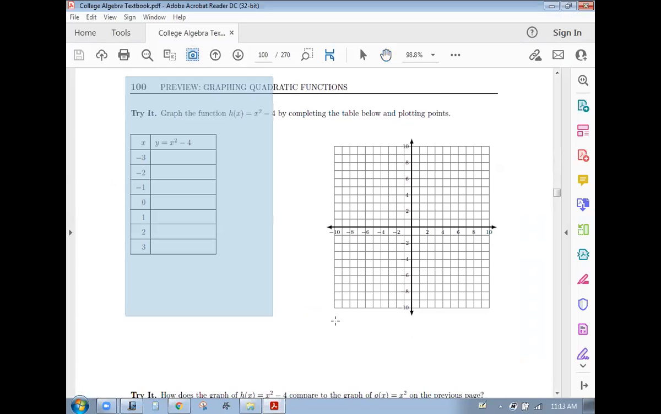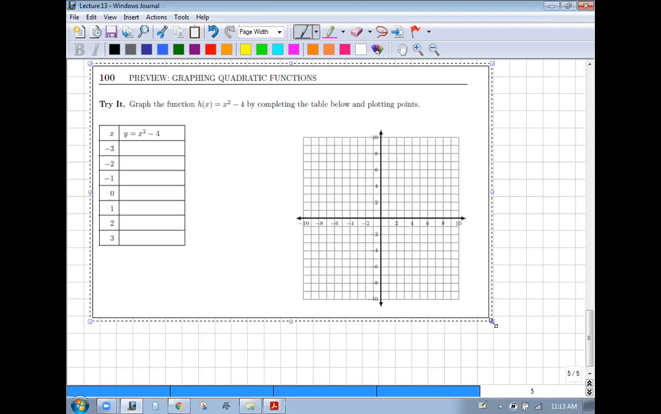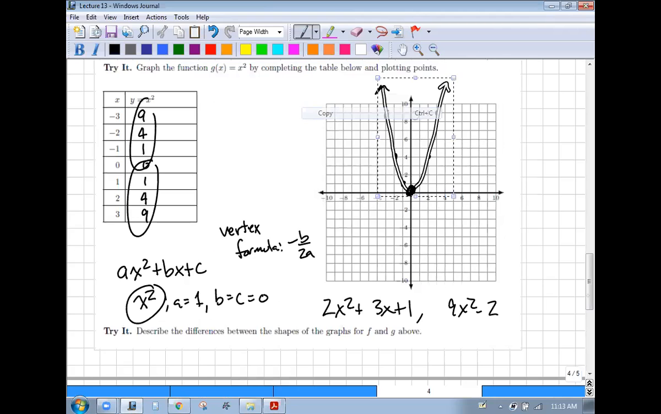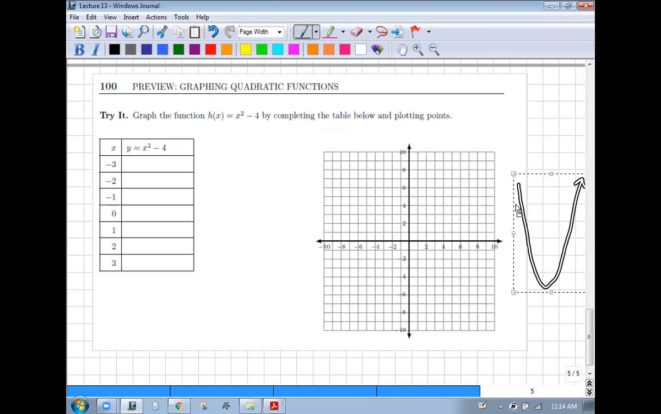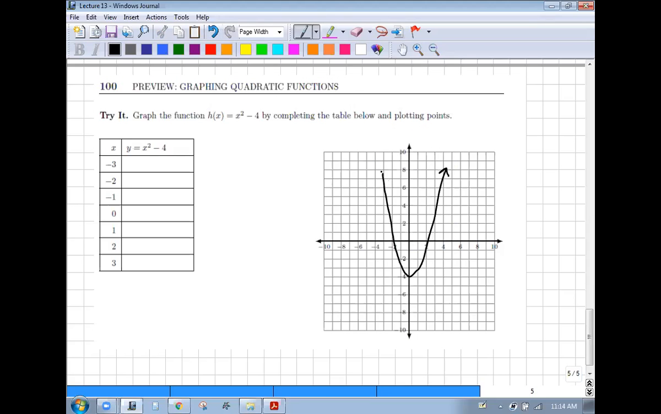So this one is x squared minus 4. All right, well, guess what? If this is x squared, what if we want x squared minus 4? Well, remember, how far you go up or down is the output. So what we're doing is we're taking 4 away from the output of x squared. If you subtract 4 from your output, all you're going to do is move this down 4 units.